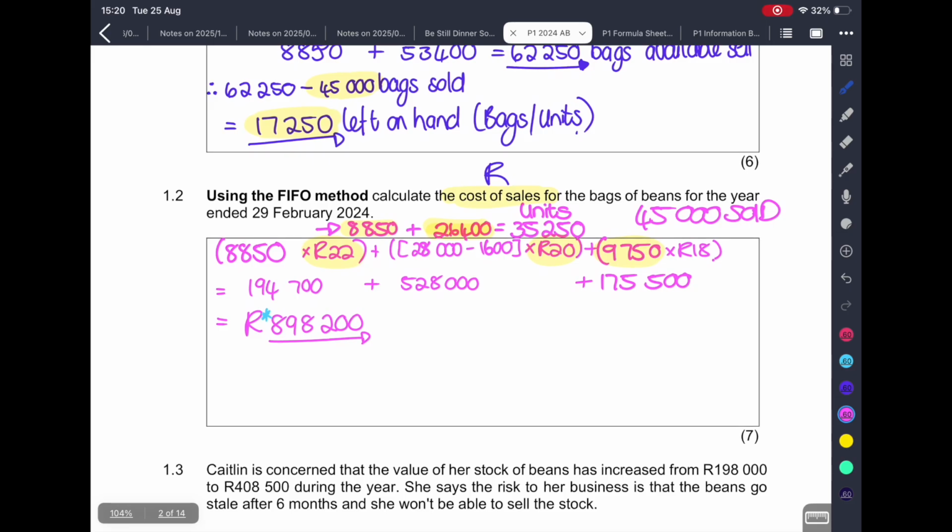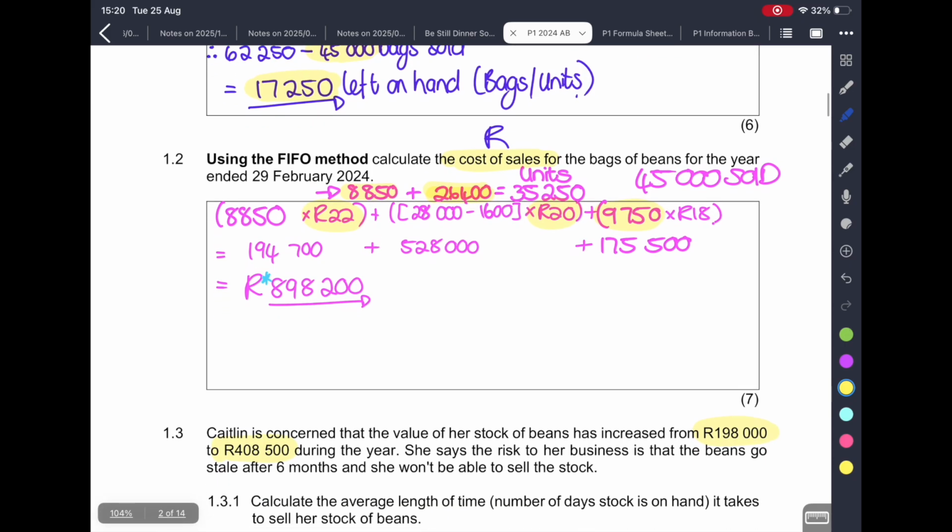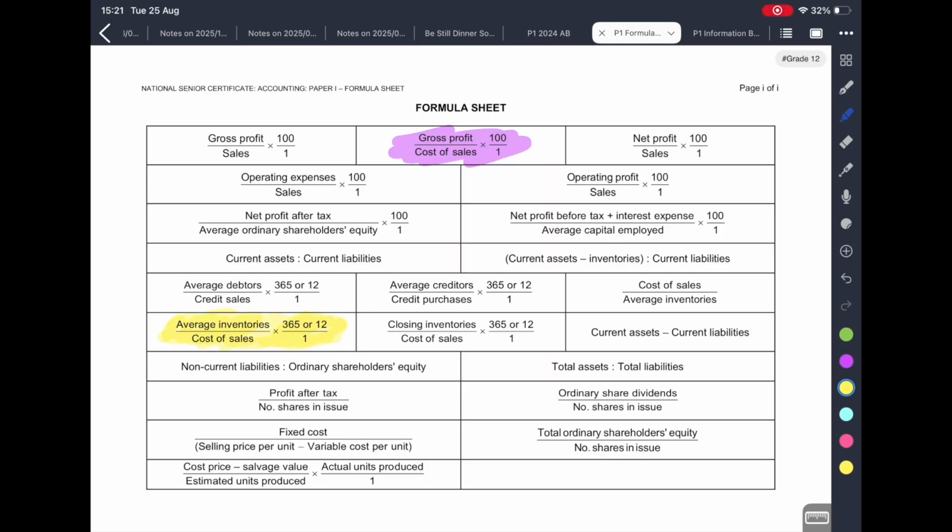Caitlin is a little bit concerned because when she started the year, opening stock was 198, and then the closing stock, which they just give you, you can calculate it, but you don't have to, was 408, which is like double what she ended with. So she's got a lot of beans in her shop just sitting there. She's worried because after 6 months, they're no good. Now we're going to do a calculation for her. They've given it to you in a little bracket, number of days stock on hand. If I jump to my formula sheet, it's this one here where it says average inventories over cost of sales. And the 365 will give me an answer in days. I'm not going to do it in months.